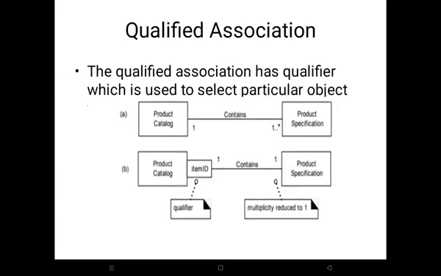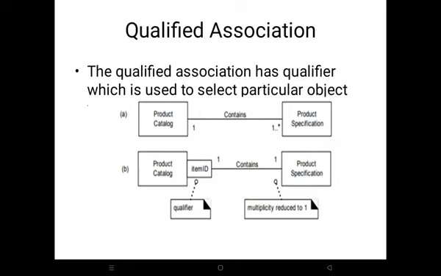What do you mean by qualified association? This is also a very important concept in class diagrams. A qualified association is where we select a particular object from a set of objects with the help of a qualifier. For example, a product catalog contains many product specifications. How can we select a particular product? With the help of the item ID. Here, the item ID is the qualifier.